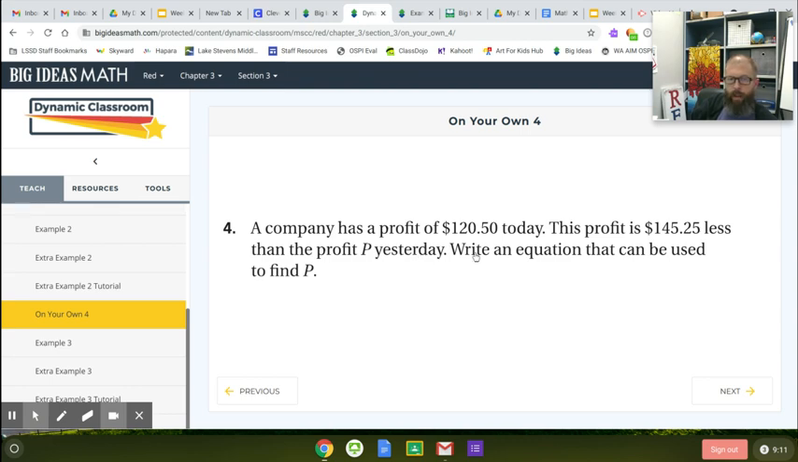Okay, now that you're back, let's take a look. So here's our hint. 120.50 is 145.25 less than. So I think it should be 120.50 equals P minus 145.25. Yep. So they have it as P minus 145.25 equals 120.50. You could have this on the other side. That would be no problem.